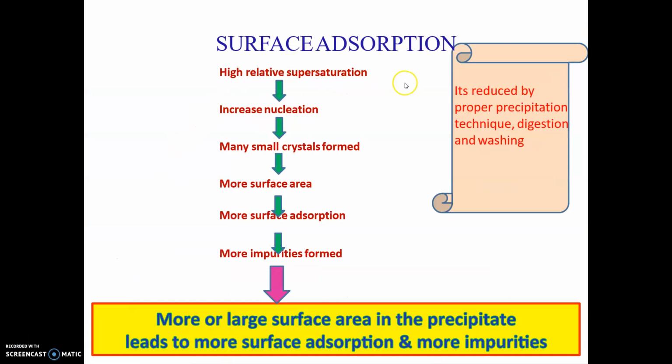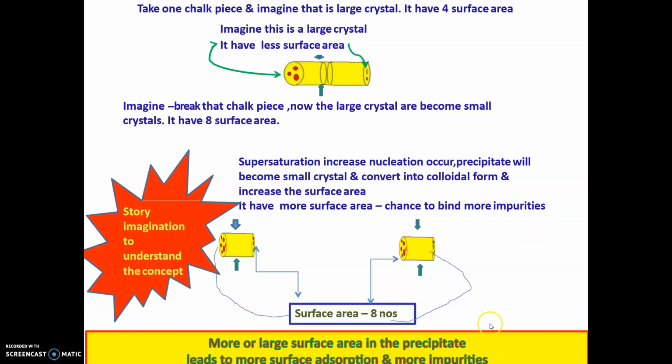Next is surface adsorption. When you have high relative supersaturation, you have increased nucleation, so many small crystals will be formed, usually called colloid, with more surface area, and therefore more surface adsorption. Because of the large surface area, more impurities can adsorb on the surface. So more surface area in the precipitate leads to more surface adsorption and more impurity. This type of contamination can be reduced by proper precipitation technique, digestion and the washing process.